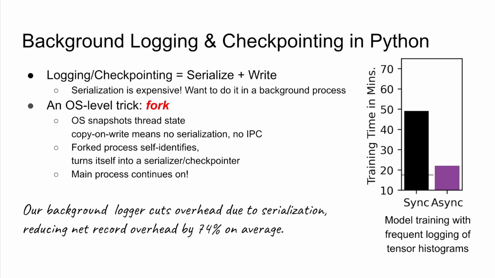In this plot, I am showing you the same model training execution and one that does relatively heavyweight logging. That is, plotting the tensor histograms 4 times per epoch. On the left side, we see the overhead or the total runtime that the workload would take when logging is performed synchronously. The purple histogram on the right does the same work, but it does so asynchronously. Our background logger cuts overhead due to serialization, reducing net record overhead by 74% on average.